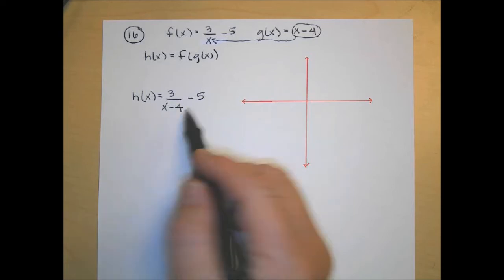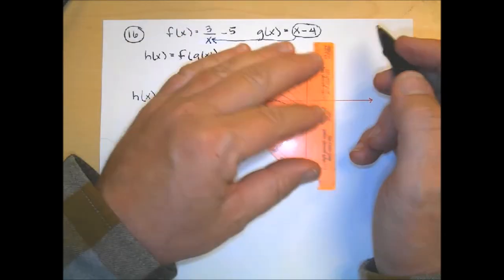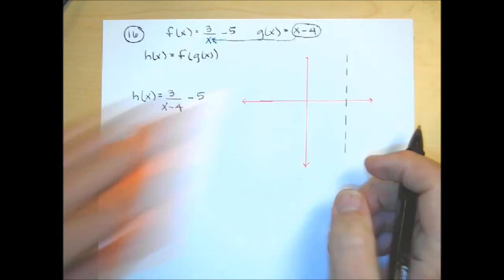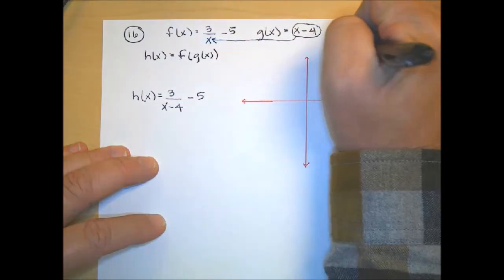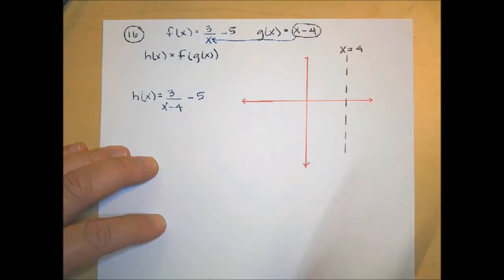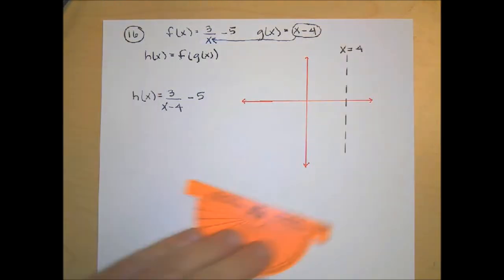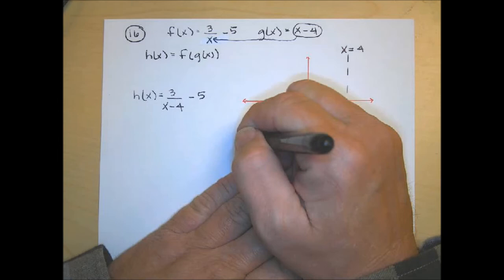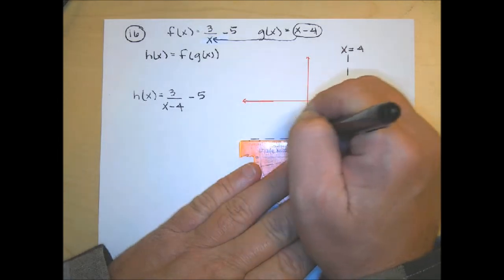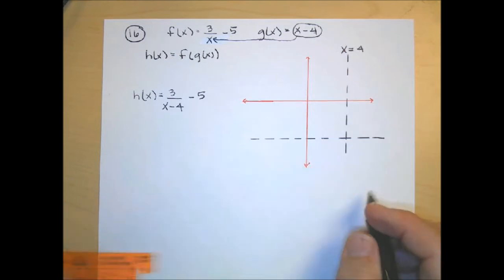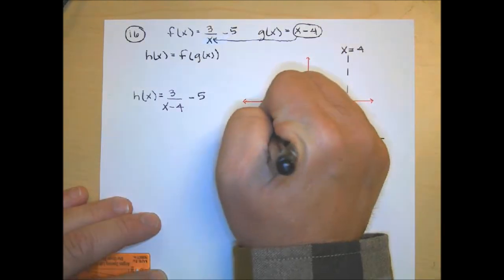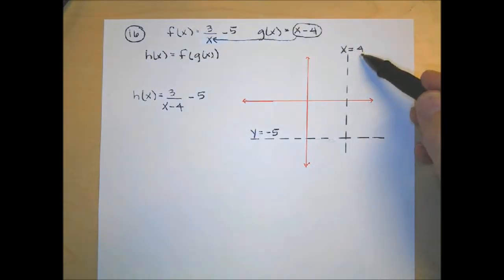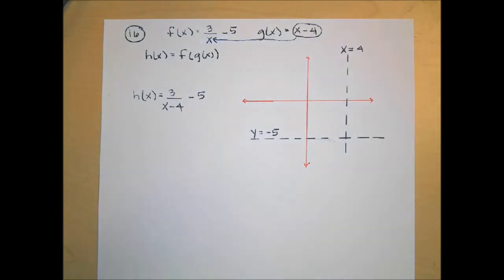Now the x minus 4 means there's going to be a horizontal shift of 4 units. So that would make this vertical asymptote x equals positive 4. Now the minus 5 at the end of the equation means there's going to be a shift of down 5 on the vertical axis. So this is going to be y equals negative 5. So my vertical asymptote, x equals 4. My horizontal asymptote, y equals negative 5.